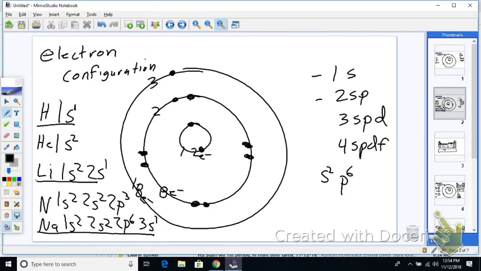So this is the last one we're going to do. You're going to do phosphorus. So that's the last one we'll do today is phosphorus, and then we'll review a little bit tomorrow. So go through, starting with hydrogen. Phosphorus is element 15. You have to account for 15 electrons.